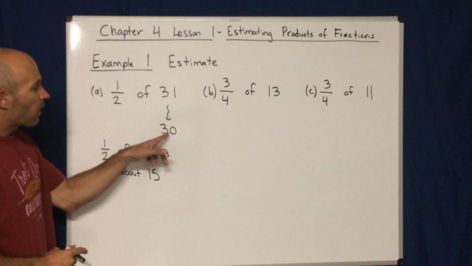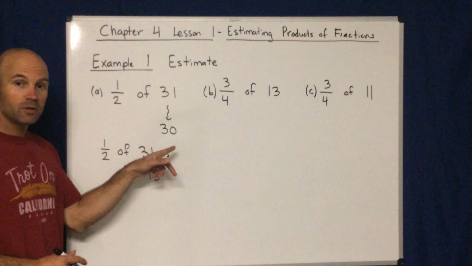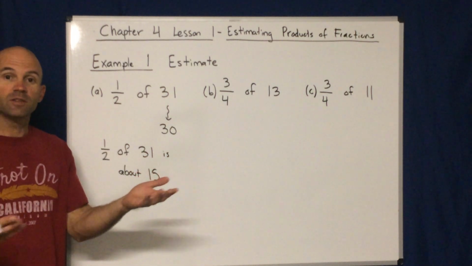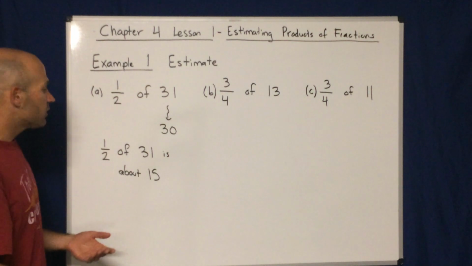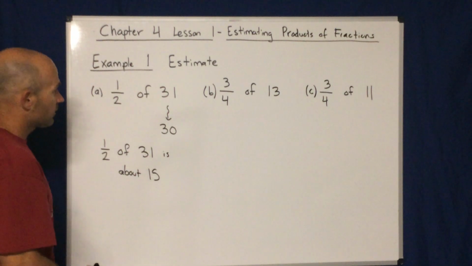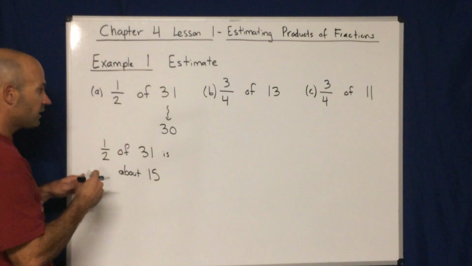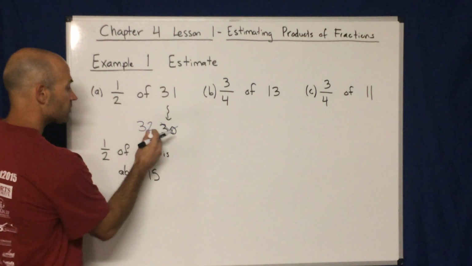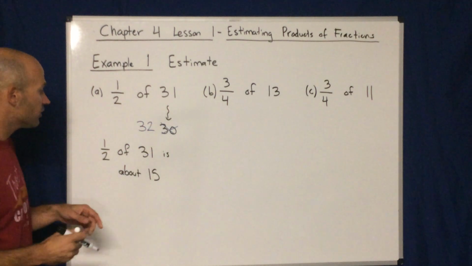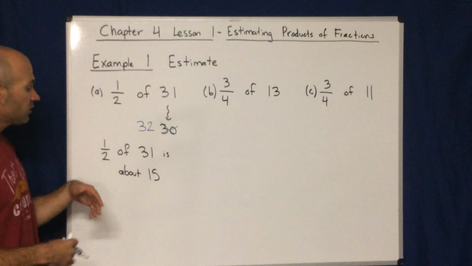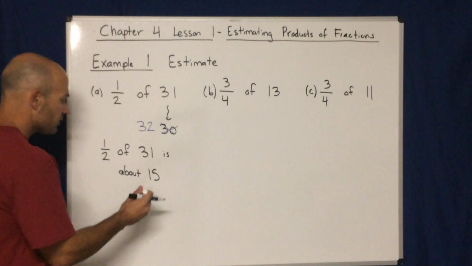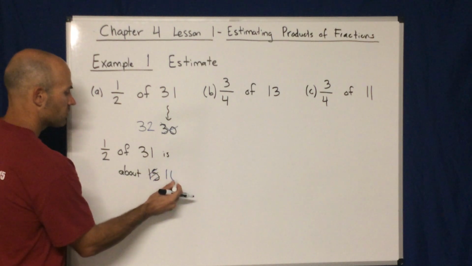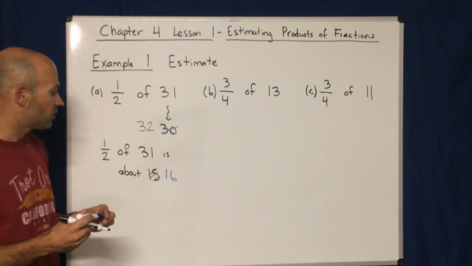Now, one could also say, well, why did you pick 30? I could have picked 32, because 32 is a number that divides nicely into a half. 32 divided by 2 is 16. So I think that's an equally valid answer, to replace 31 with 32 and then take half of that. Half of 32 is 16, so an equally valid answer is for someone to say half of 31 is about 16. I feel like both those answers are reasonable.